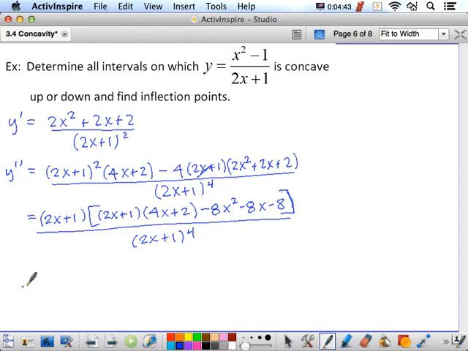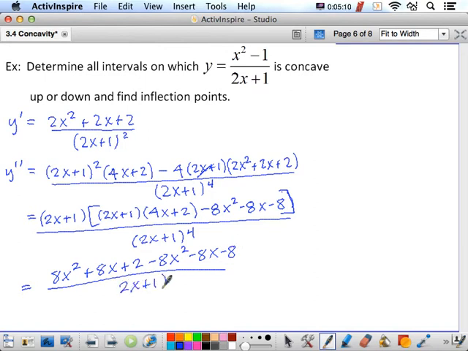Okay. And then we'll have to FOIL these two guys out so that we can combine like terms. So what I got when I did that was 8x squared plus 8x plus 2, minus 8x squared minus 8x minus 8, all over 2x plus 1 now to the third power. So we're getting there, slowly but surely. And look what happens to the x's. They're all gone, and I'm just left with negative 6.